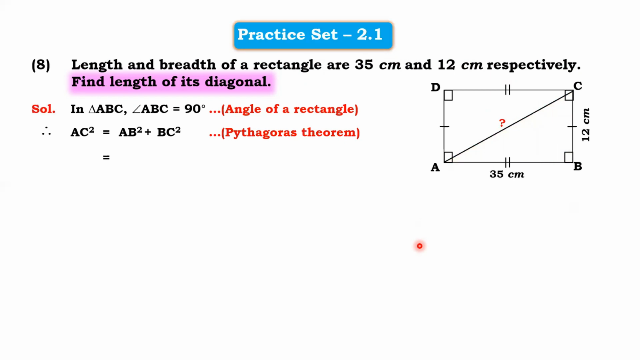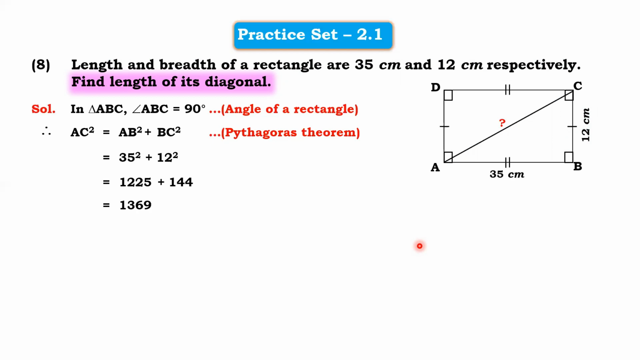AB is 35, so 35 square, plus value for BC 12, 12 square. Now 35 square means 35 into 35. So if you multiply it is 1225, and 12 square is 144, we all know. Now if you add both, we get the value for AC square as 1369.